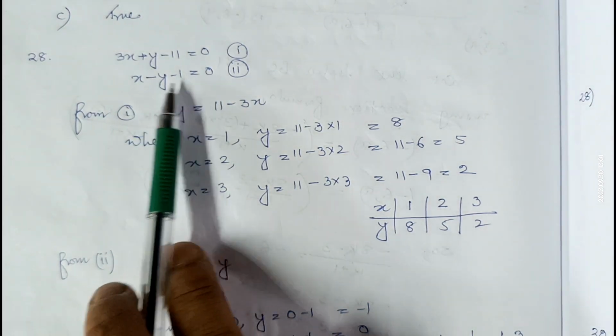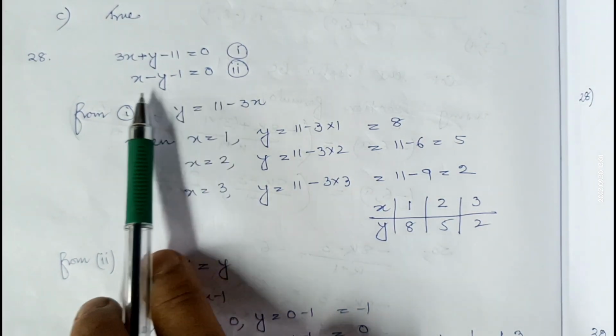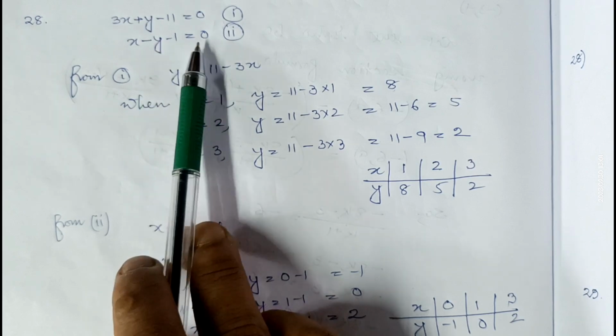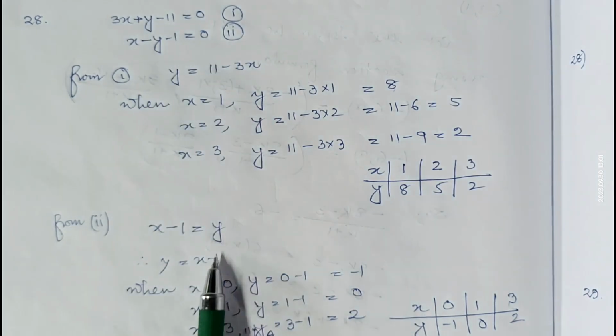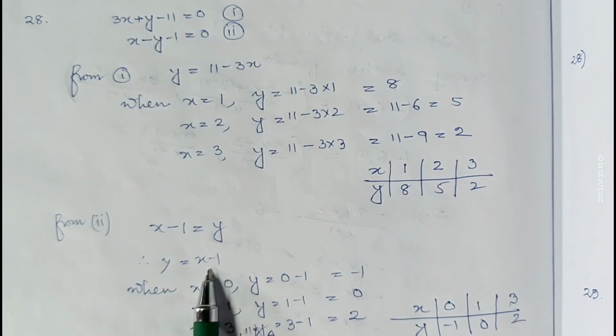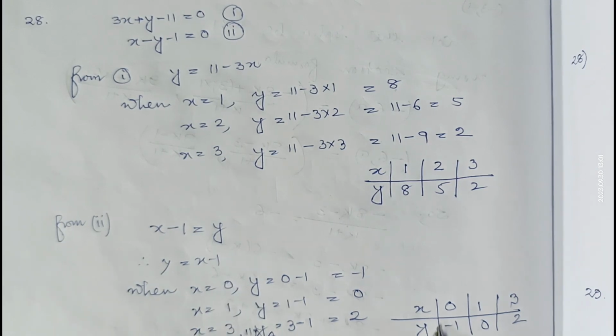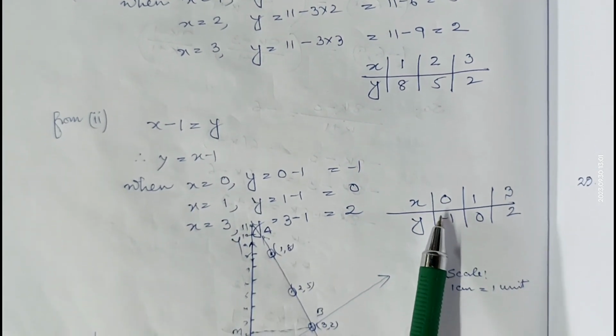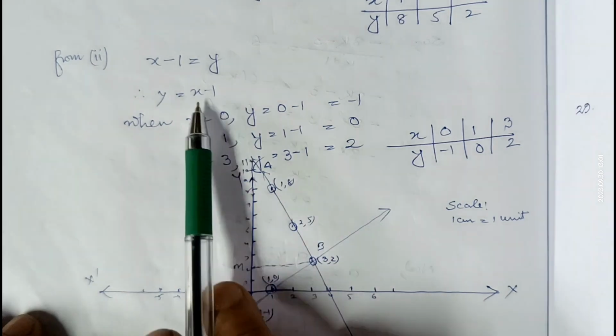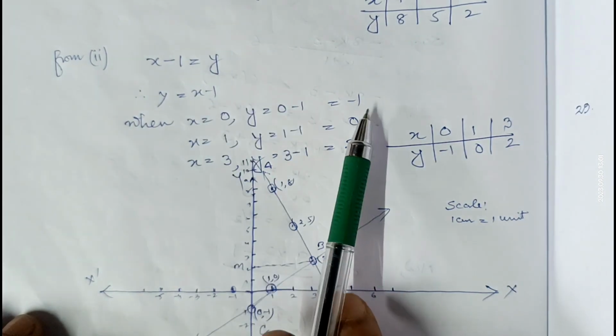Now from the second equation, x minus y minus 1 equals to 0. So x minus 1 equals y. If we transfer, it will become plus y. So y will be x minus 1. Now like previous case, we have to take different values of x to find the values of y. Here we have taken x equal to 0. 0 minus 1 is minus 1.